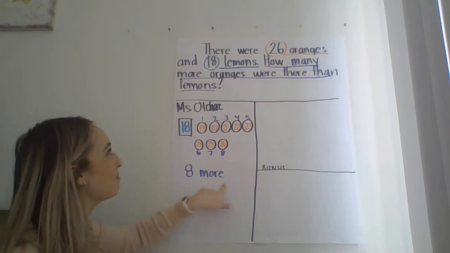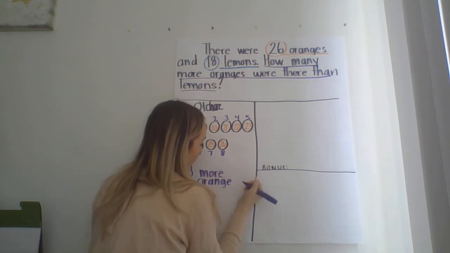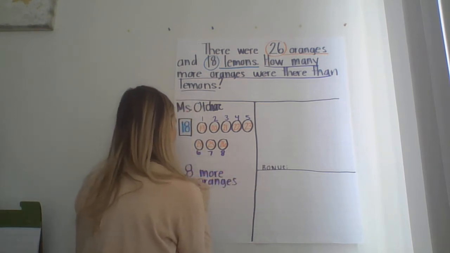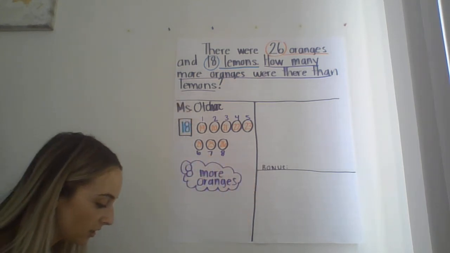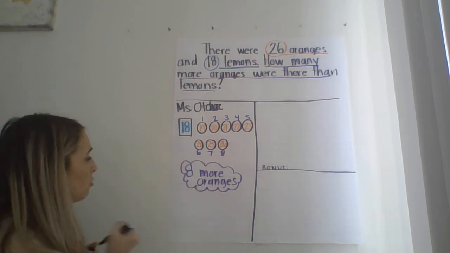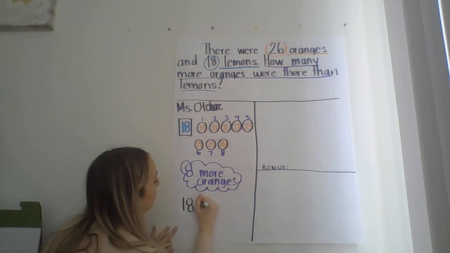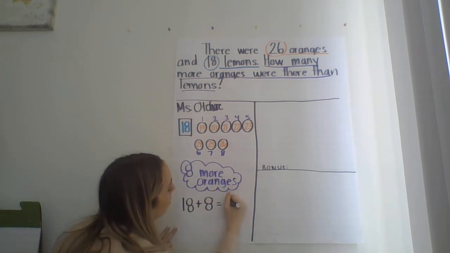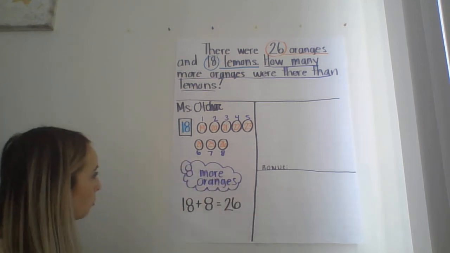Oh, 8 more oranges than lemons. So our answer is 8 more oranges. And our number sentence always has to match. So our number sentence for this problem would be 18 plus 8 equals 26. And you know how I love to label.